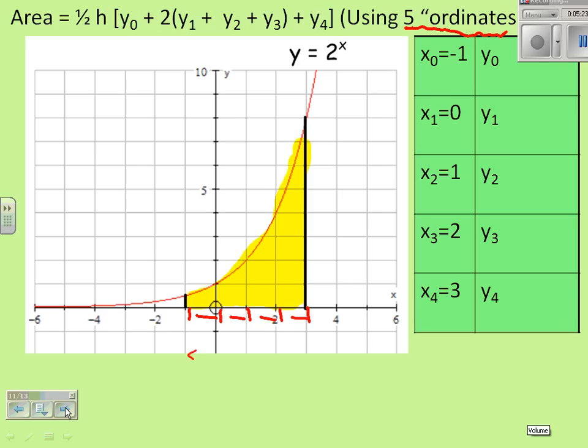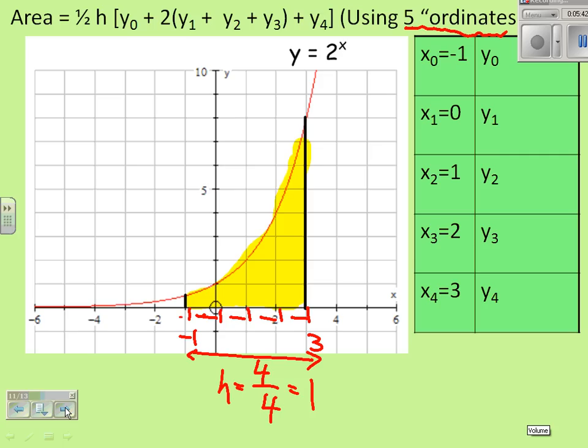So the width of this then, I know you can see that it's one, but we're going from minus one to three, which is four, in four gaps. So h must be one. And you could have just spotted that from the thing there. Well, let's work out what our heights are.